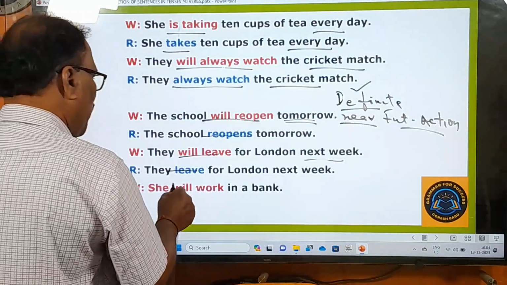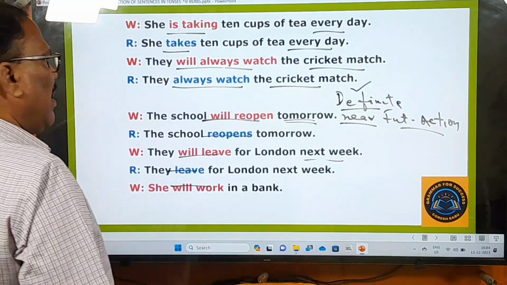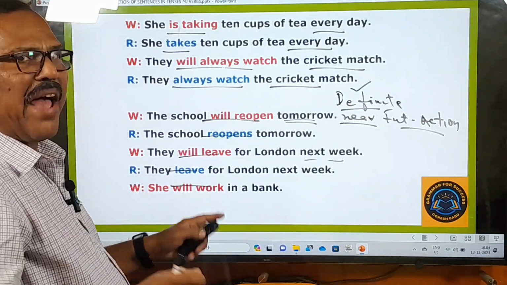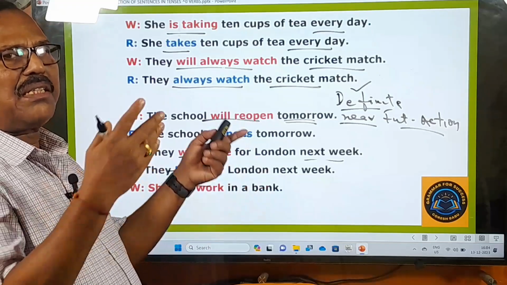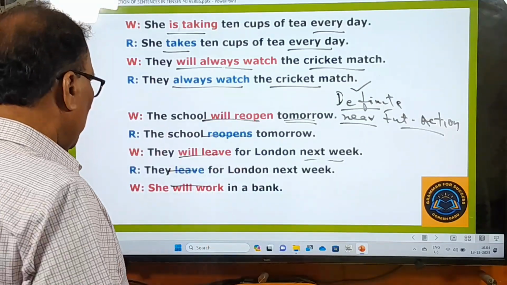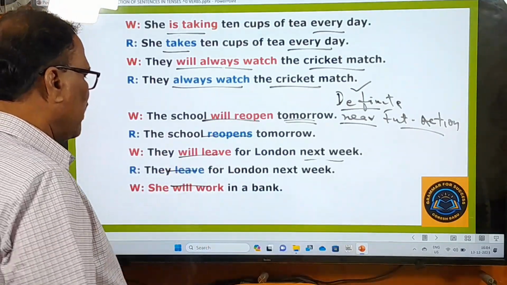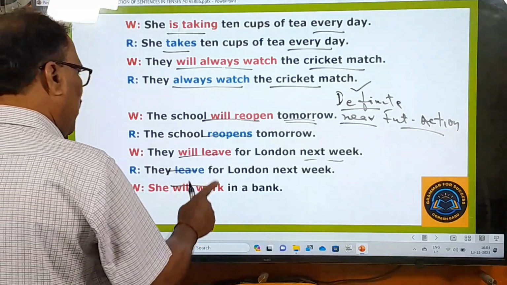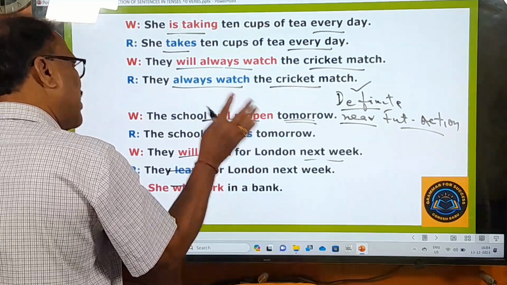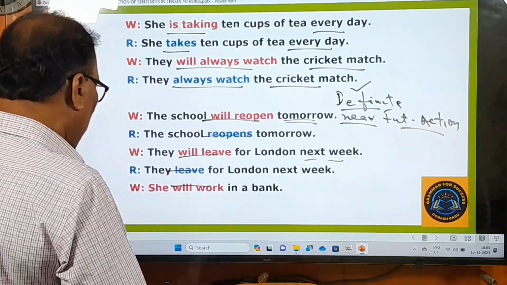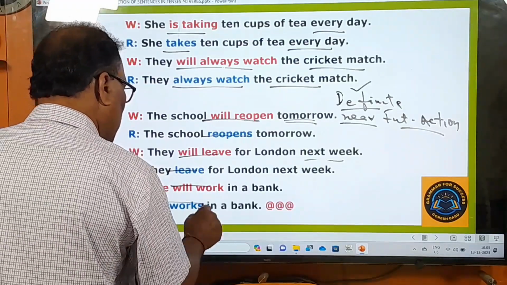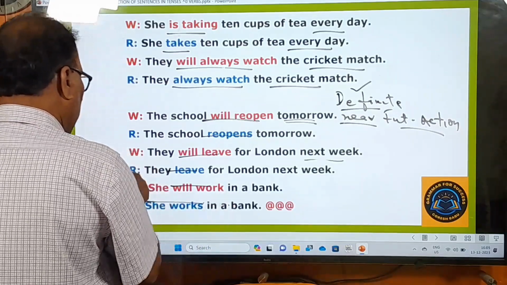I think she will work in a bank. This is a general fact. Whether you believe in it or not, it is a fact. That's why all general facts must be expressed only in the simple present tense, right? And that's why the answer is: she works in a bank. It's a general fact.